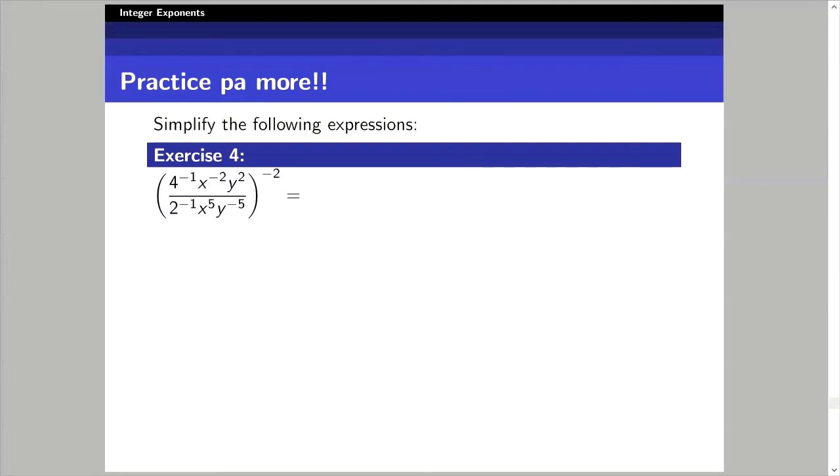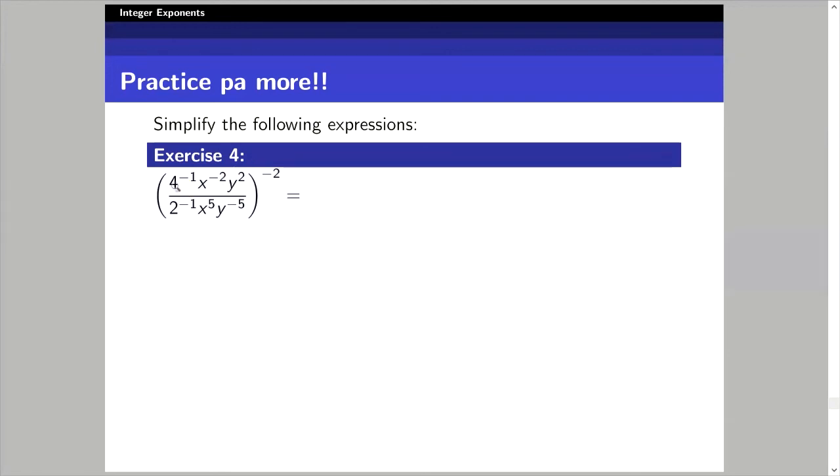Kapag ganyan, gawin nyo munang positive yung mga exponents. O syempre, yung iba, i-distribute itong exponent dito. Pero yun nga, ako kasi, I try to simplify everything muna inside the parentheses. Okay? Sige nga, sino yung pupunta sa denominator tapos sino naman yung pupunta sa numerator?